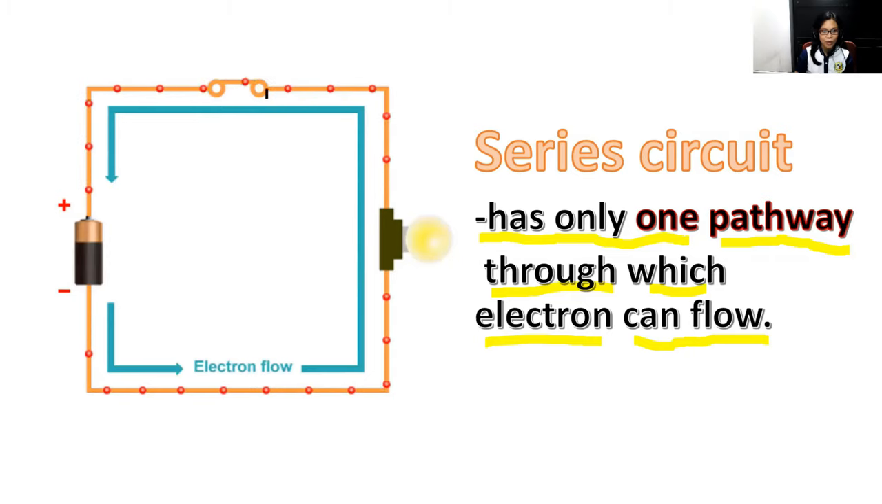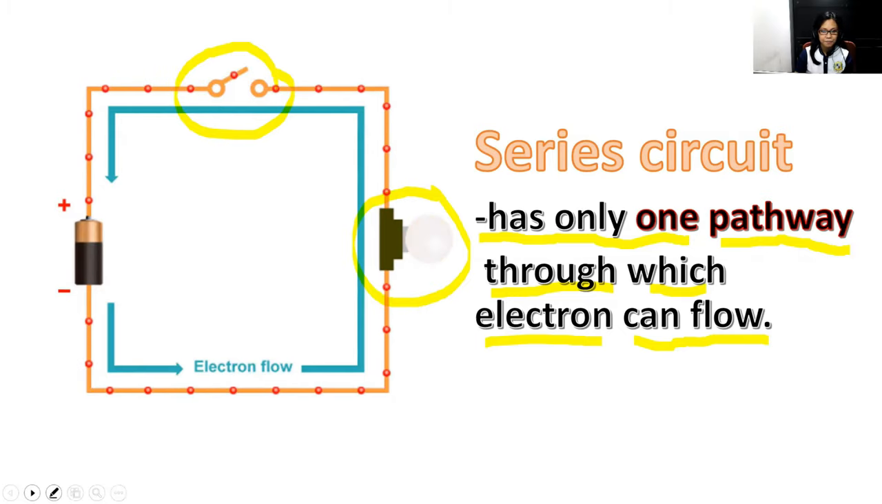This is the switch. When the switch is on, what happens to the bulb? The bulb lights up because you learned about closed circuit. When the switch is open, the bulb has no light. So that is an open circuit because there is a gap. So this is a series circuit.